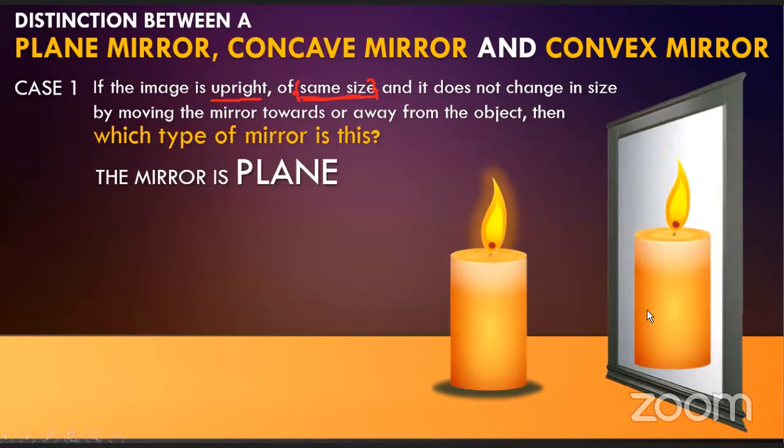If there is a change in the size of the image, then we'll think about whether it is a spherical mirror, what we call a convex or concave mirror. But there is no change in the size of the image. It means it is a plane mirror only. Is it right?